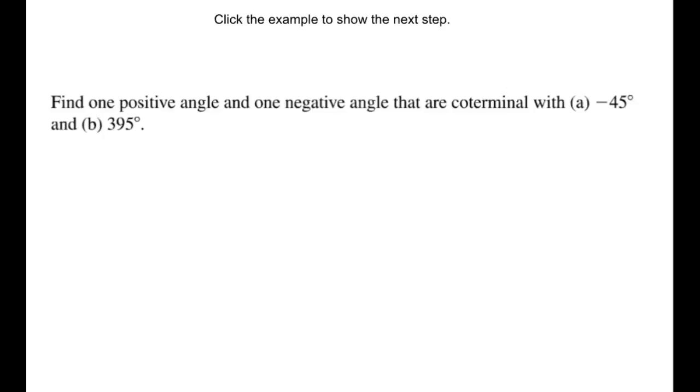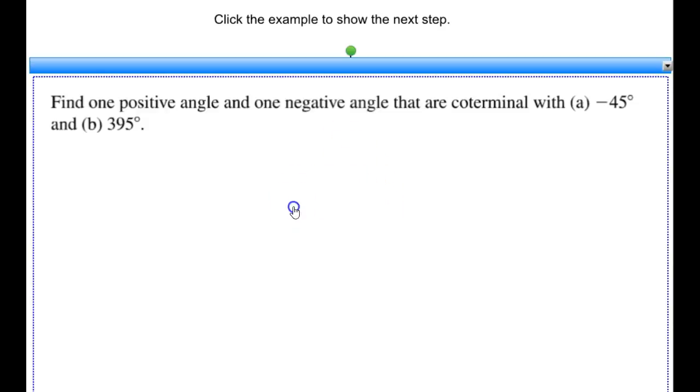So now here's our next example. We're supposed to find one positive angle and one negative angle that are coterminal with a negative 45 degree angle. So a coterminal angle is where they share that terminal side. Remember that our first angle always starts with one ray, the initial side, on my x-axis, and has a terminal side. So a coterminal angle shares that terminal side.